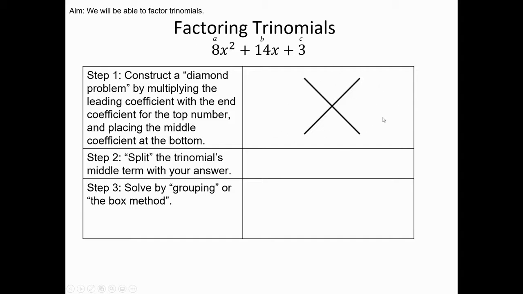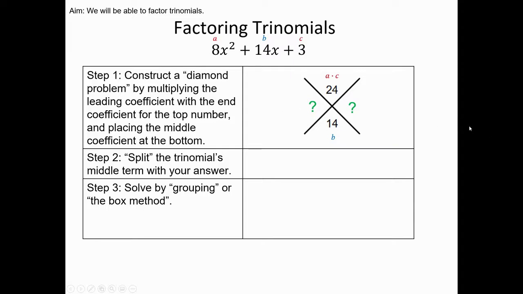The way we do that is we fill out the top part by multiplying A and C together, and the bottom part by just putting down the B. So 8 times 3 is 24, and we have 14 on the bottom. Now the question is, how do we figure out what two numbers are going to be on the sides? Those are the two numbers we care about. This is the setup, and this is what we care about.